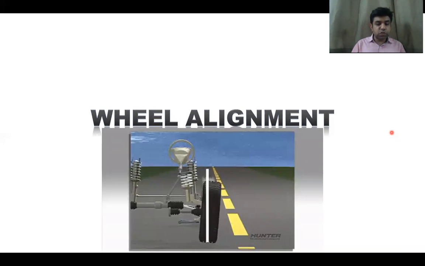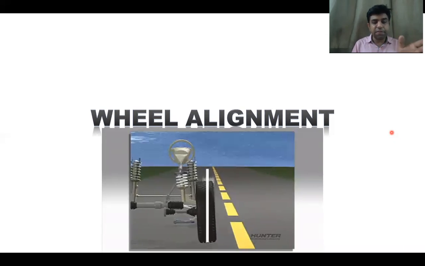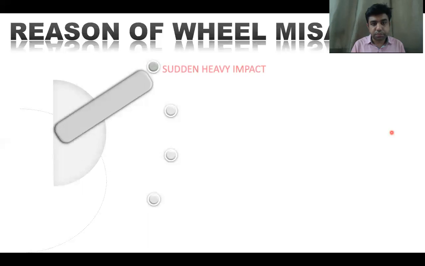The easiest way to judge that a wheel is misaligned is to measure the off tracking of the vehicle. Whenever you are traveling straight ahead, it will try to deviate either to the left side or to the right side. Then it is said to be in the misaligned condition.